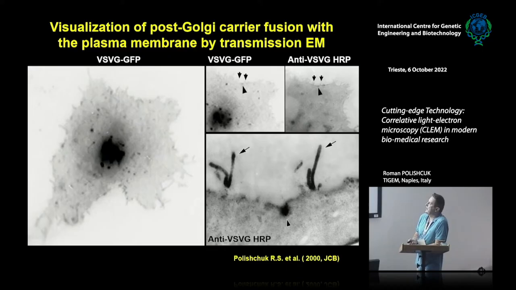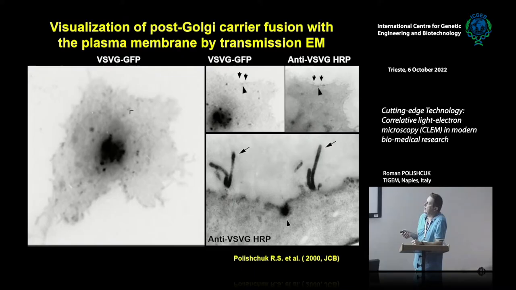So this is a living cell. The fluorescence is inverted, so you can imagine that what is black here should be bright on a black field. We started to observe the movement of one transport carrier towards the plasma membrane. Here it's indicated by an arrowhead.